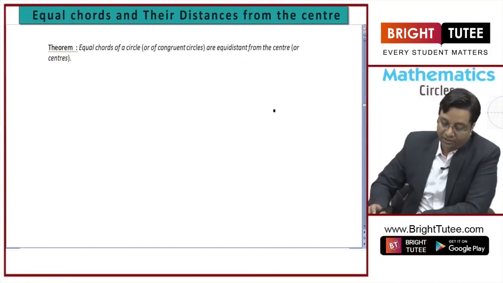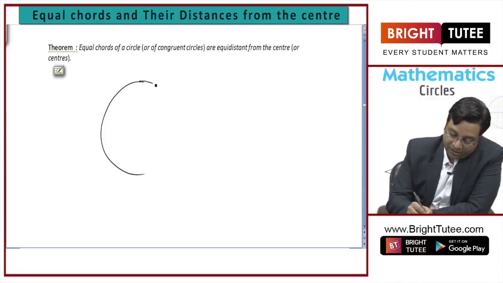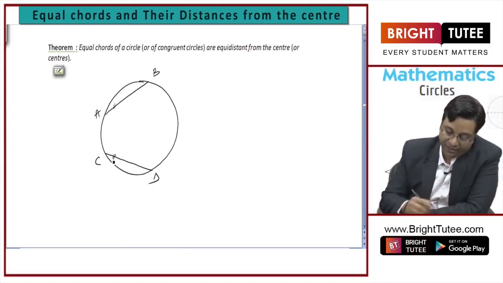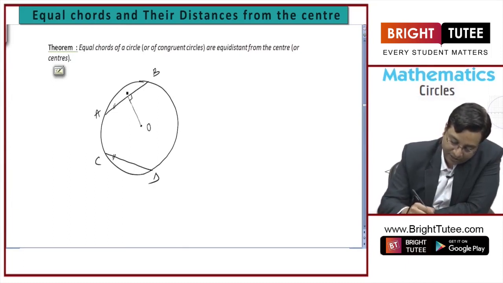Equal chords of a circle or two congruent circles are equidistant from the center or centers. So if I consider only one circle and two chords of the same circle, these are equal chords. So AB and CD are equal, right? This AB is equal to CD. Now I need to see whether these are equidistant from the center or not. So if this is the center and this is distance OM and this is distance ON.